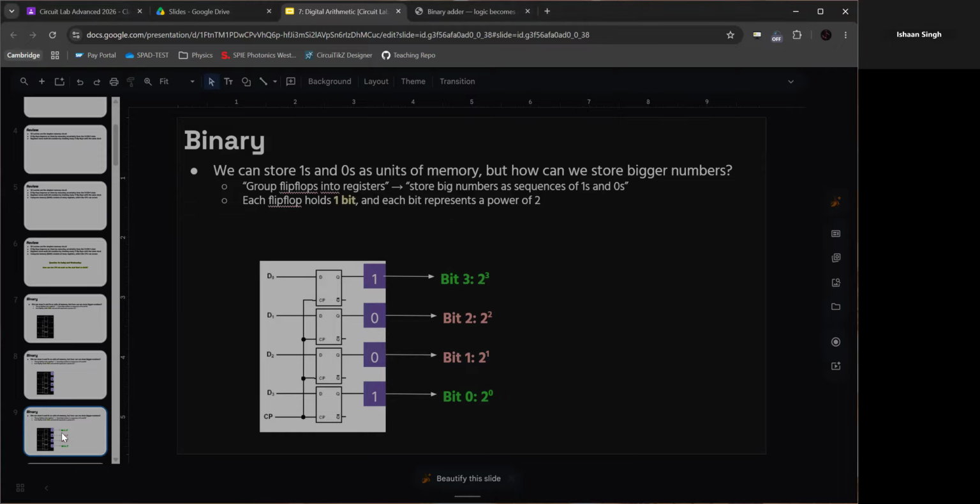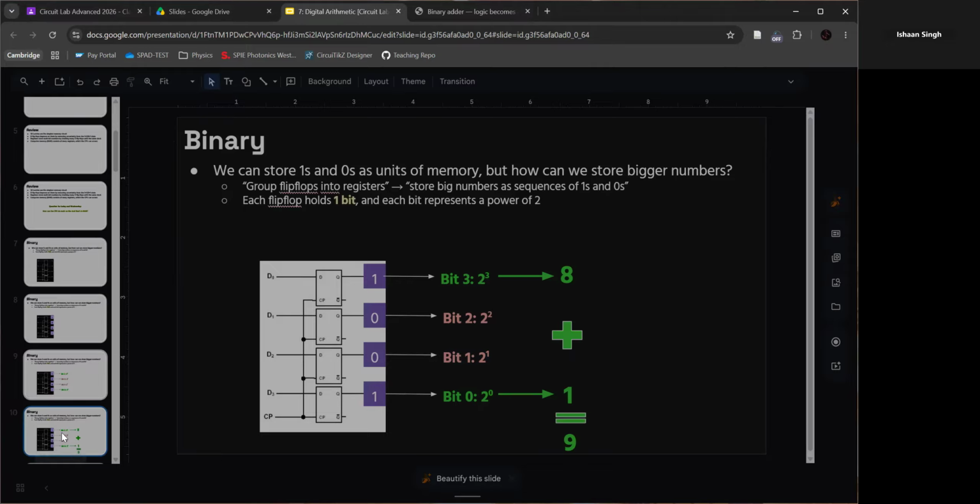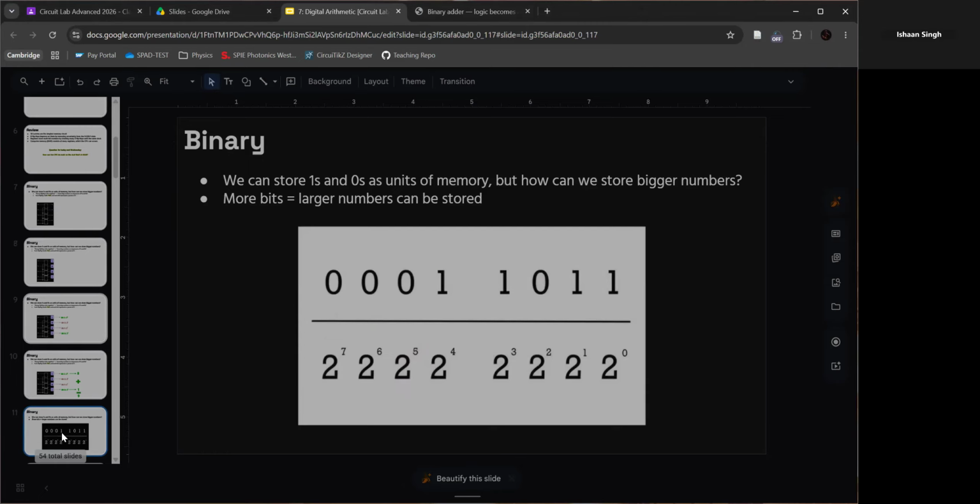You just add up the bits that are ones. So in this number, we have a 1 on the 2 to the third bit and a 1 on the 2 to the zeroth bit. So it ends up being 9. If it were 1, 1, 1, 1, we would add up all 4 of those and we get 15.